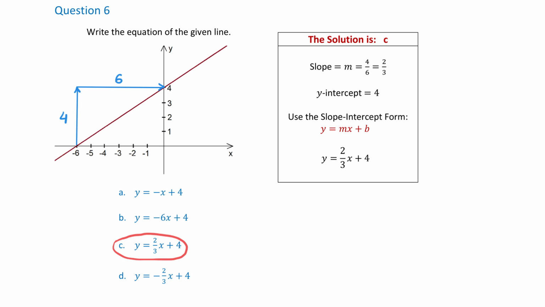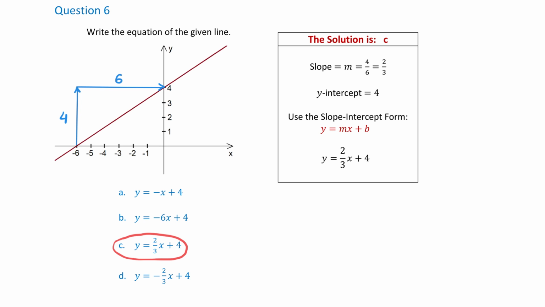And now to write the equation of this line, we will use the slope-intercept form y equals mx plus b. In this form, m represents the slope and b represents the y-intercept. Then the equation of this line is y equals 2 over 3x plus 4.